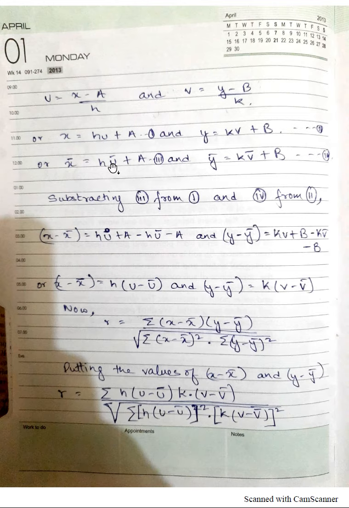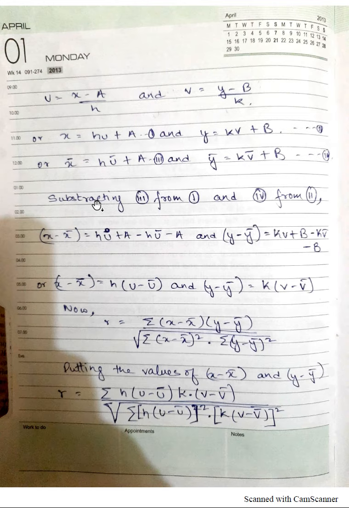U is a variable, we will take the mean of it. Since h and a are constant, it won't be affected. Again we take the mean of y, so y bar will be equal to k v bar plus b, where y bar is the mean of y and v bar is the mean of v.